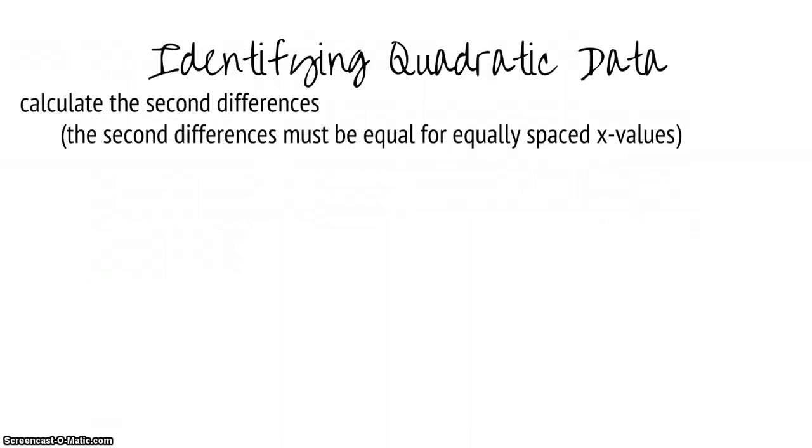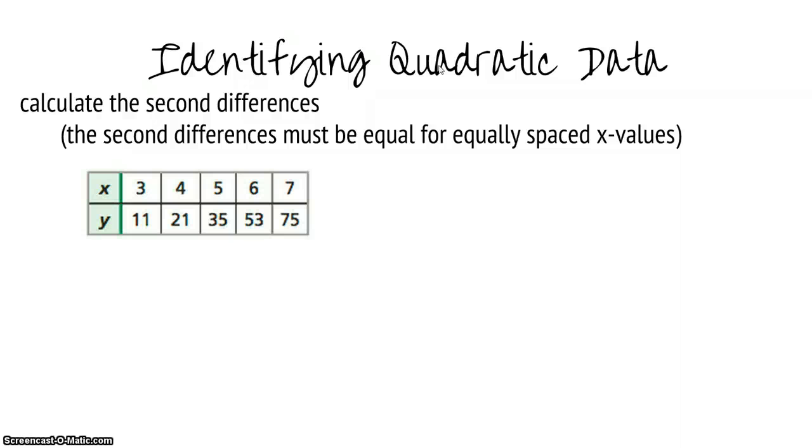First thing we have to know is, how do we know if it's going to be a quadratic or not? In order to tell whether a set of data is quadratic, we calculate the second differences. And we'll look at what that means. What we need to show is, if the second differences are equal, then we have a quadratic, or data x and y's that represent a quadratic equation. So let's look at our first example.